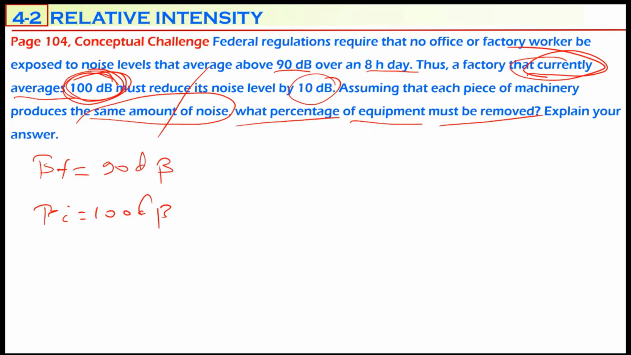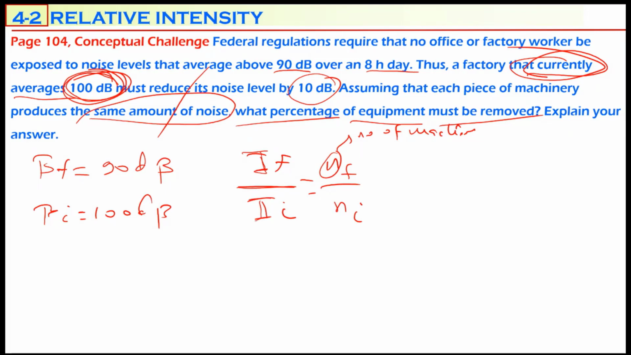In fact, if you find the ratio of sound intensity final to initial, you are in fact calculating the ratio of the number of machines finally running to initially running. So if you find the ratio of sound intensity final divided by sound intensity initial, you are also calculating the number of machines finally running over the number of machines initially running, because sound intensity is proportional to the number of machines. Let's get this I final over I initial in this case.